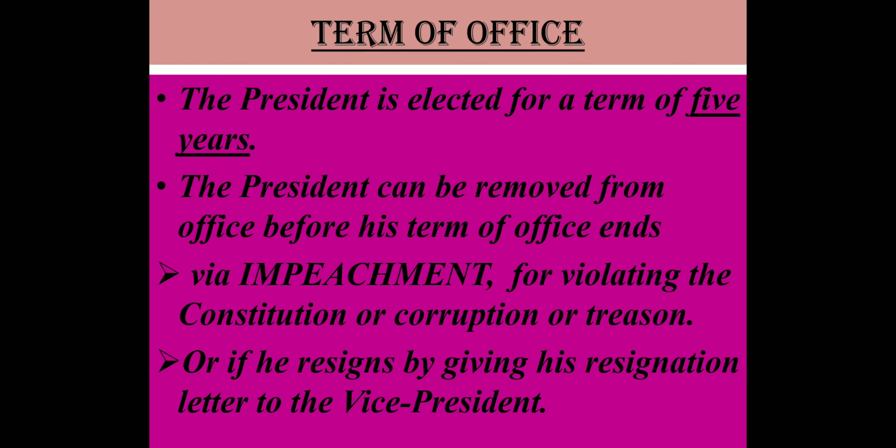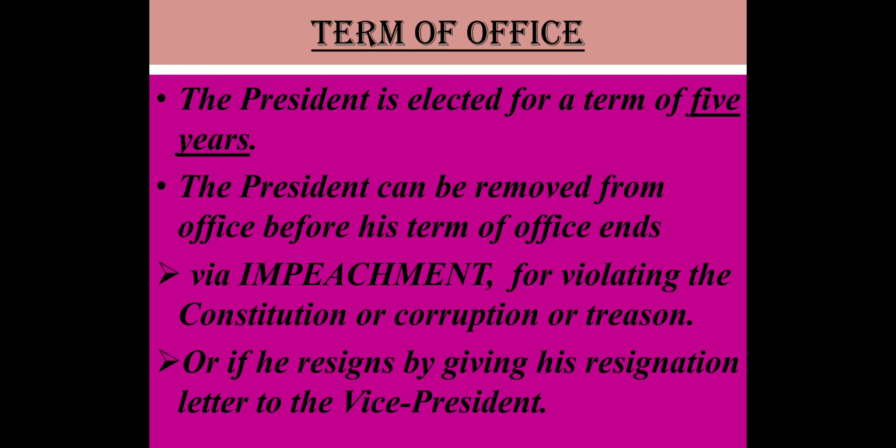Then talking about the term of office. For how long is a president elected? We see that the President of India is elected for a term of 5 years. So once elected, he will continue in office for 5 years. But under certain conditions, he can vacate the office even before the completion of this term. One, in case of death. Obviously, if the president dies, the office falls vacant. Another person has to come up and take his place.